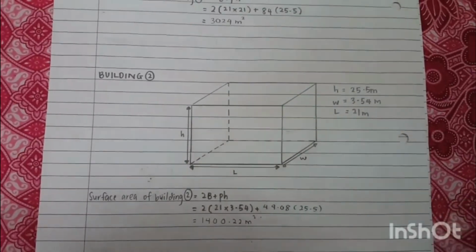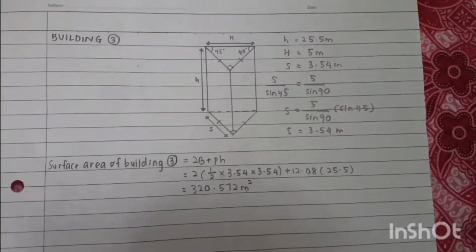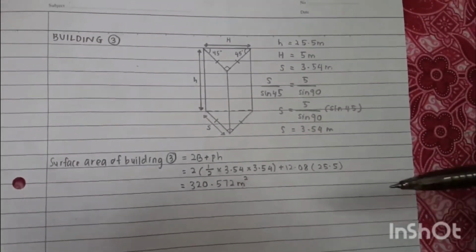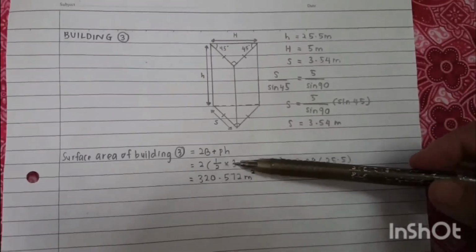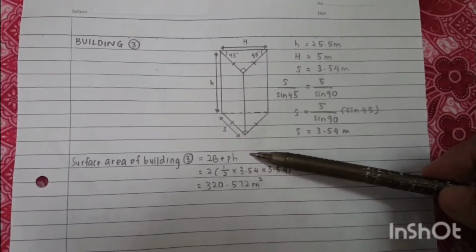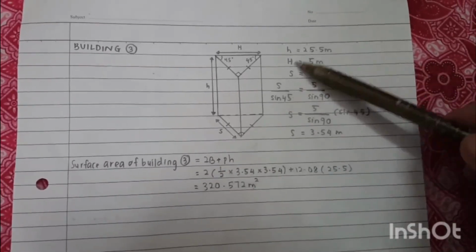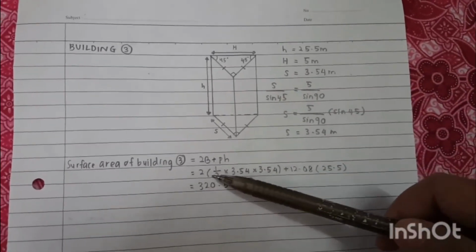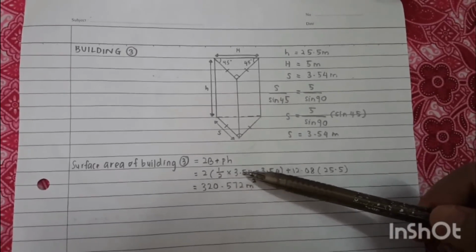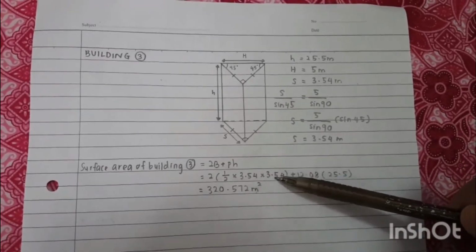1400.22 meters squared. Alright, for the third building, to find the surface area for this building, we still use the same formula as building 1 and building 2: 2b plus bh. We insert the value into the formula: 2 multiplied by 1 over 2 multiplied by 3.54 multiplied by 3.54.